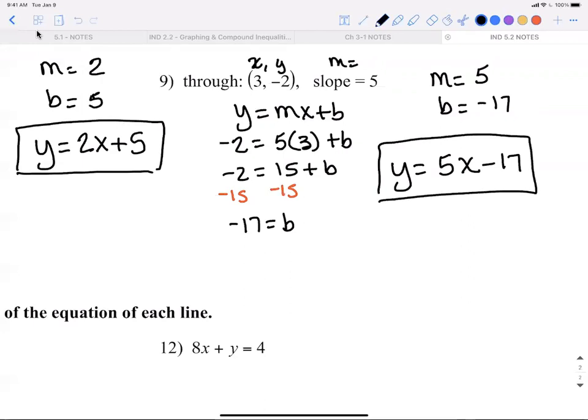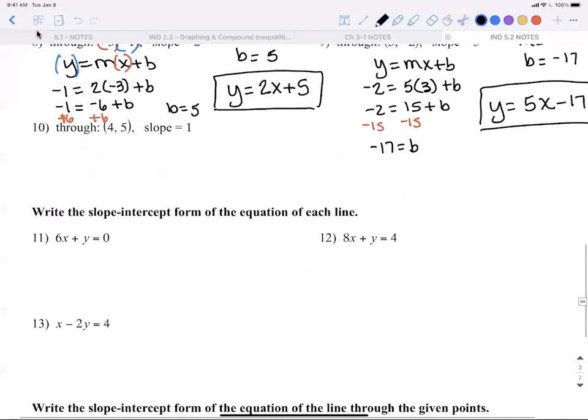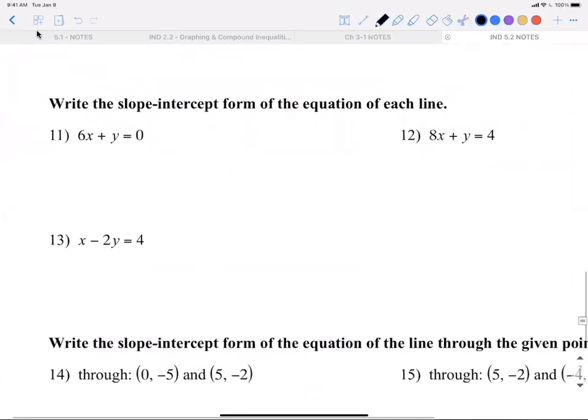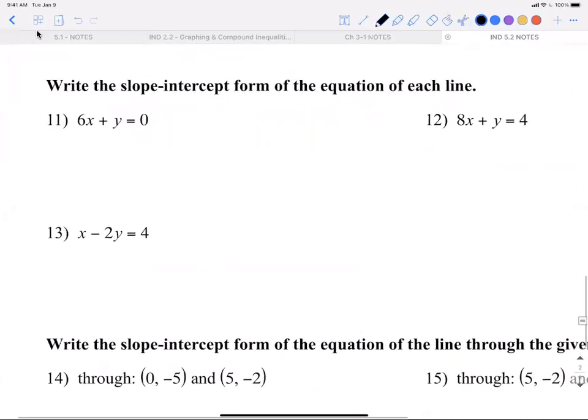Okay, use your clues, get your m and your b, because you always need your m and your b to write it in mx plus b. All right, so in this case, this is called standard form, and we'll learn more about this at the end of the week. But when you have your x and your y together on one side of the equation, it's called standard form. But look at the instructions. Write it in slope-intercept form.